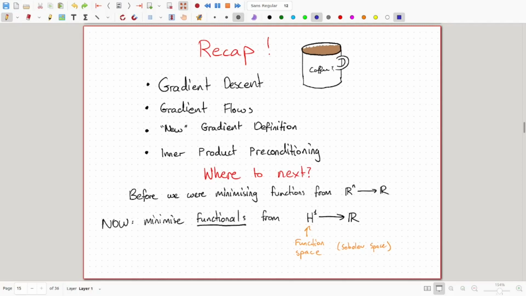Well, in the chapter that we just did, all we were doing was minimizing functions from Rn to R via gradient descent or gradient flows. But what if instead of Rn, our function's domain is something infinite dimensional, like a function space? This is what the next part of this presentation is all about: minimizing functionals, which are just functions from an infinite dimensional space to the real numbers.